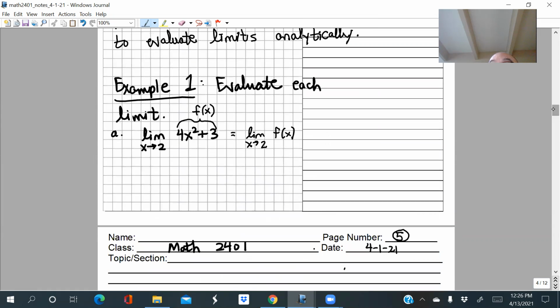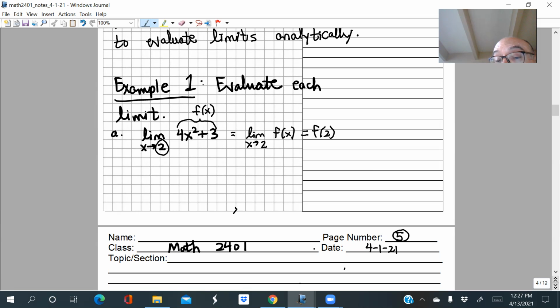So they're going to be continuous everywhere in their domain, everywhere where the function is defined. But for polynomial functions, that's all real numbers. So this function is going to be continuous for all real numbers. In particular, it's going to be continuous at x equals 2. So guess what that means? That means that the limit as x approaches 2 of 4x squared plus 3, f of x, because this function is continuous, has to be the same as f of 2, right?